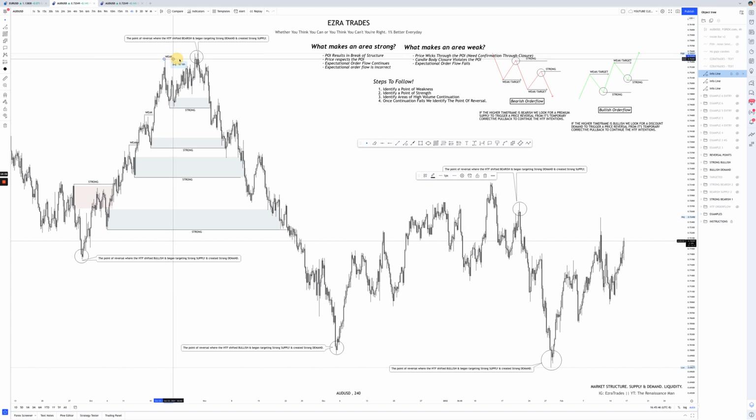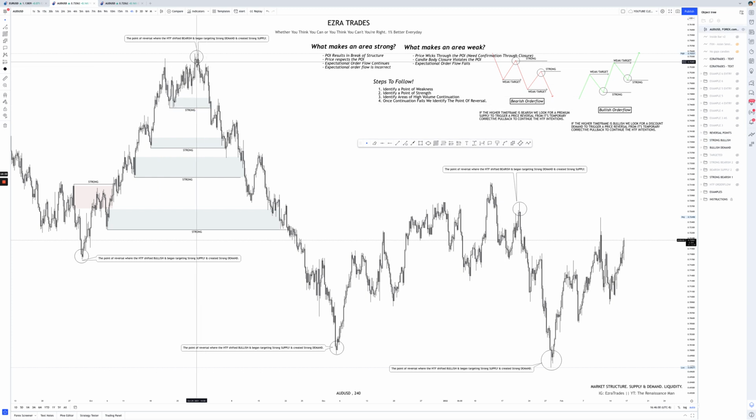Here we have a pullback. Pulls back. Strong demand. This is where we get a reaction for continuation. Break structure to the upside again. Right? And then what do we have happen? Now this strong level is going to be violated as a result of this point of interest. So this area was the extreme.